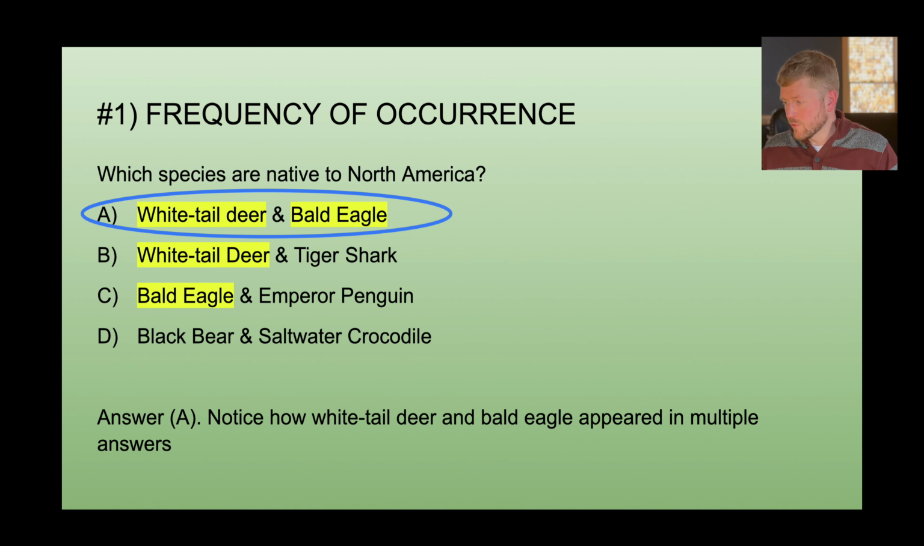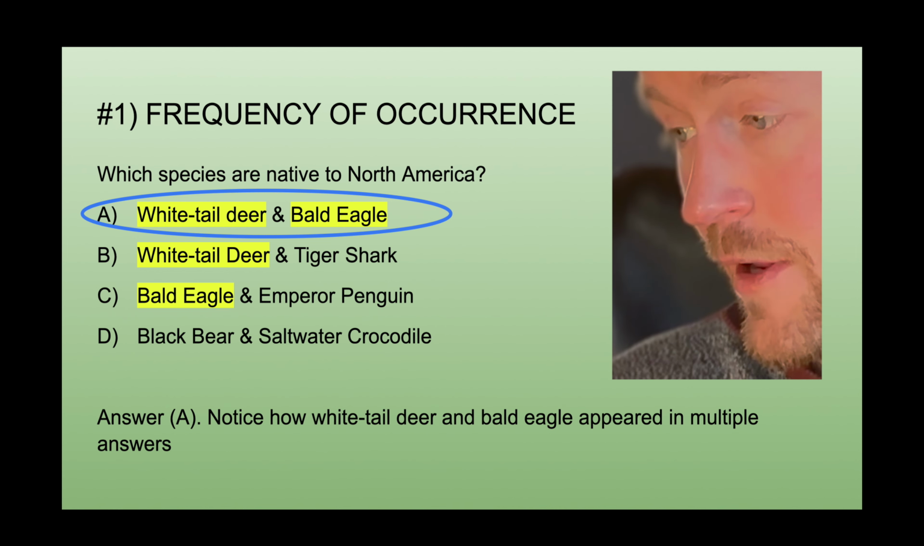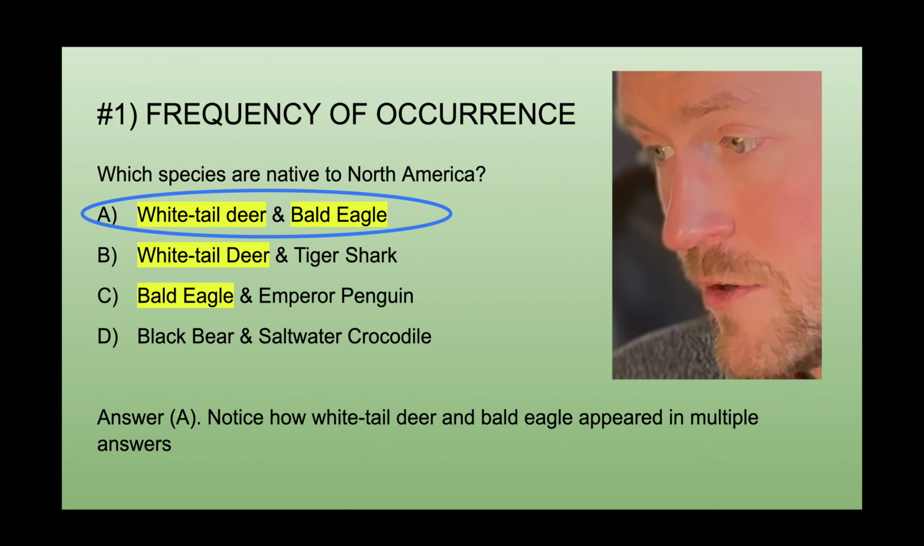If we look at all of those answers, we're going to see white-tailed deer, bald eagle, those pop up a lot. We see that those are in A, B, and C, but they're together in A. If we have absolutely no idea, we're going to go with A, white-tailed deer and bald eagle. That is the correct answer there.